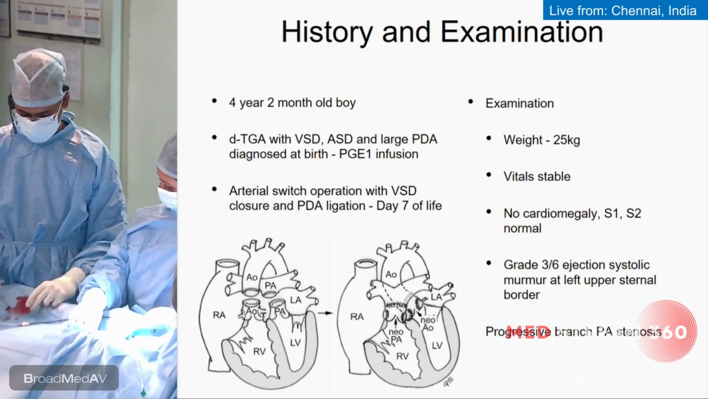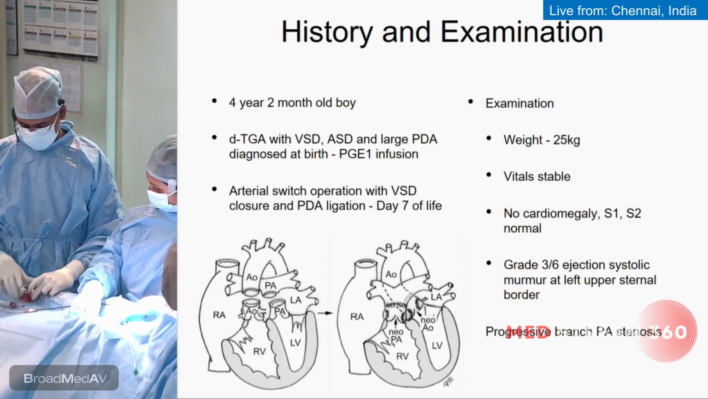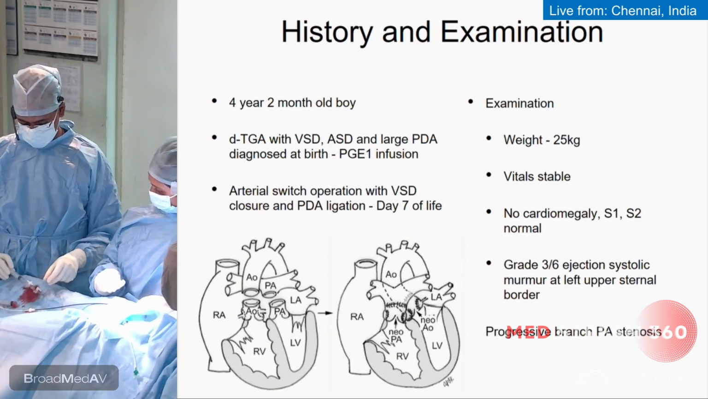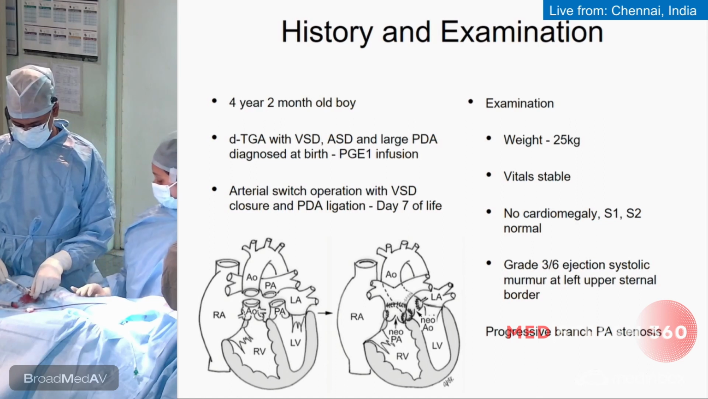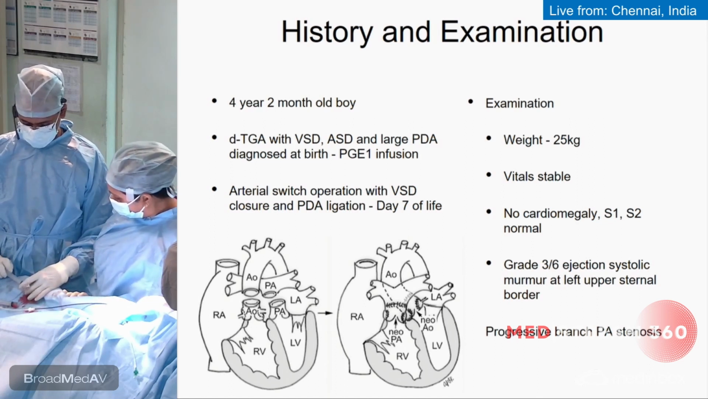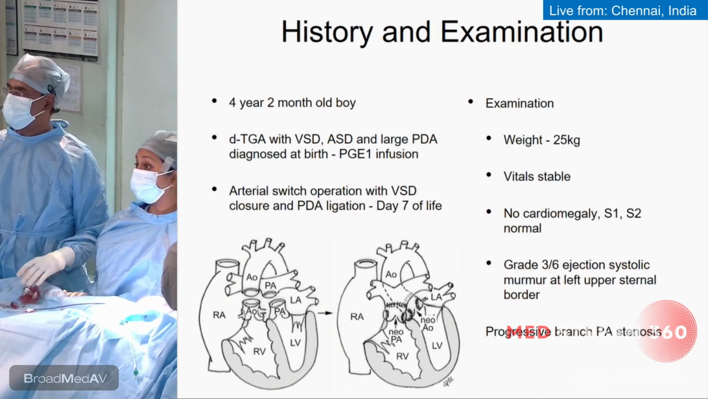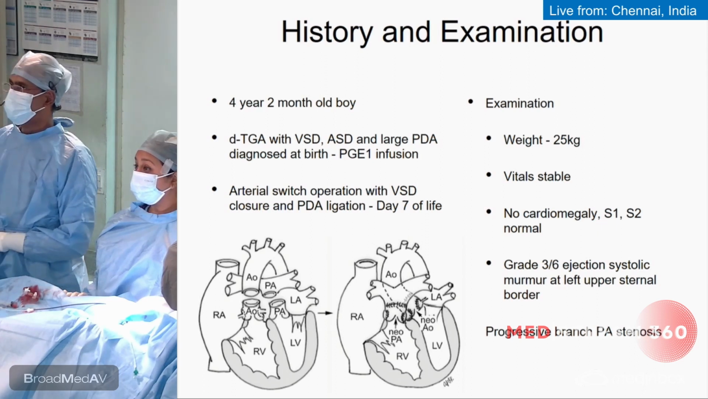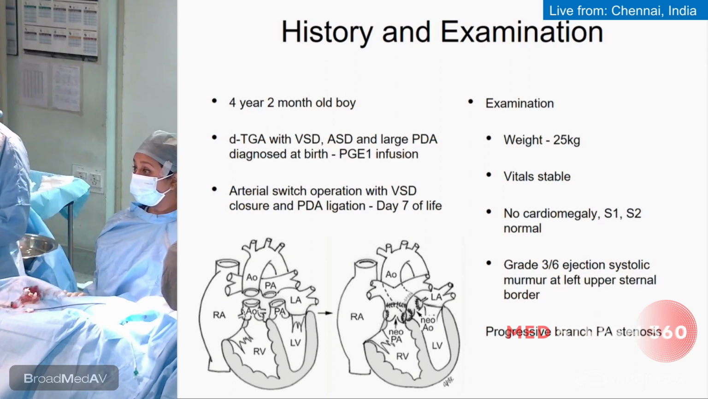He is a known case of transposition of great arteries with a small restrictive VSD, ASD and a large PDA, who was diagnosed at birth and was on prostaglandin infusion to maintain the patency of the PDA for duct-dependent circulation. Then he underwent an arterial switch operation at day 7 of life.